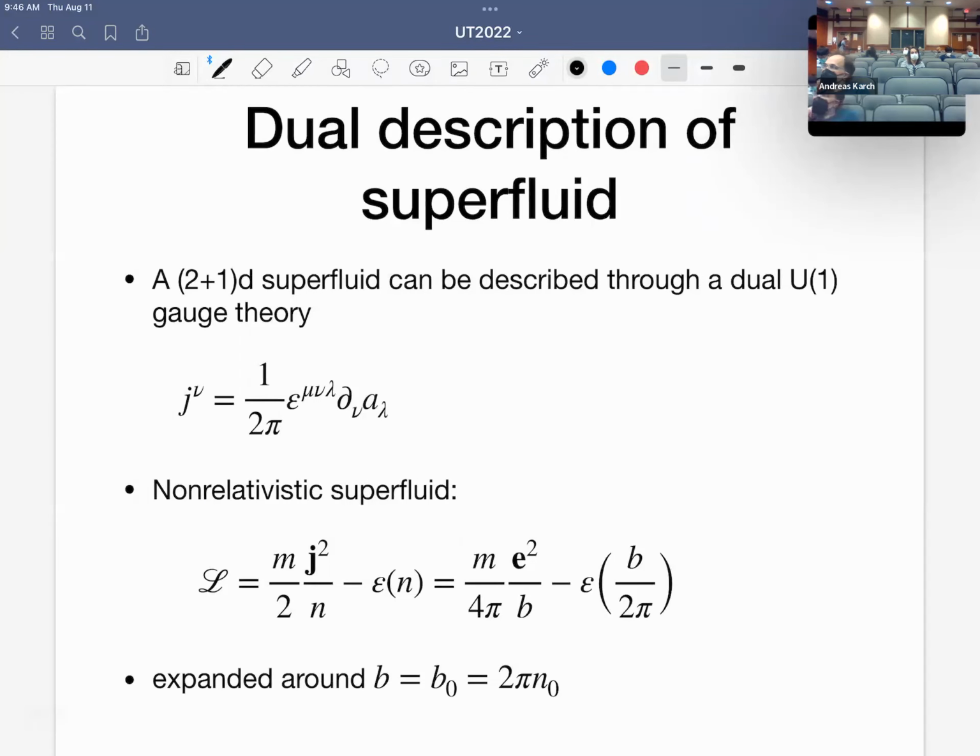Okay, so let's first remind ourselves about the dual description of a superfluid, which in 2+1 dimensions puts the Nambu-Goldstone boson of a superfluid in correspondence with the gauge photon, a U(1) photon. The correspondence is the following: the conserved U(1) current J^μ in the dual description becomes the electromagnetic field that's conserved by the Bianchi identity.